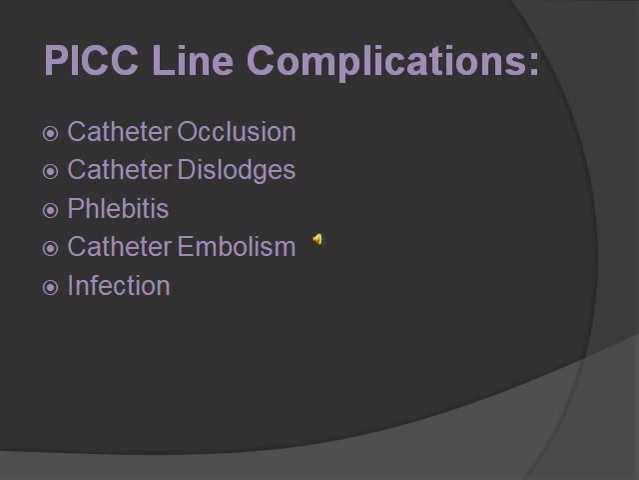The next one is a catheter embolism. Just like we said before, you're going to secure the catheter and not pull on it, and you're going to want to remove it safely. The next one is infection, just like before. Also, you're going to use aseptic technique, keep the dressing clean and dry, and report immediate signs of infection.